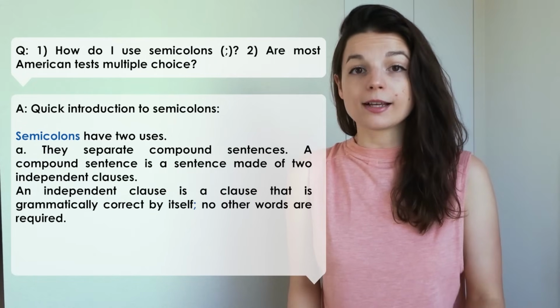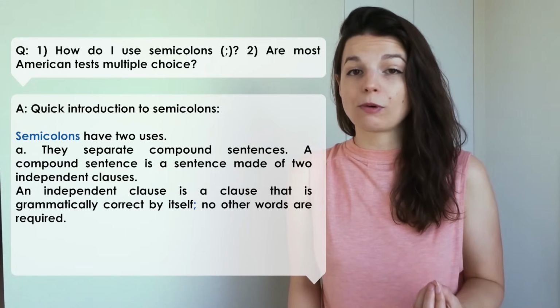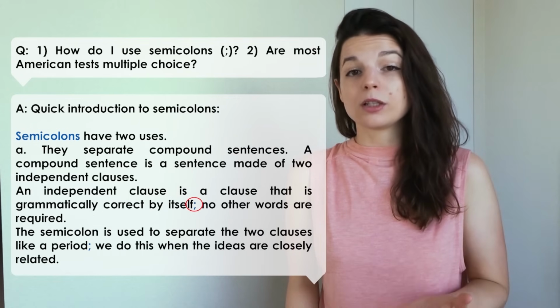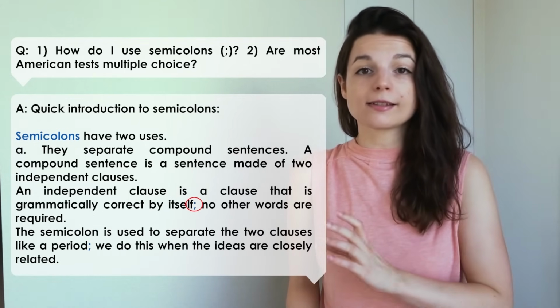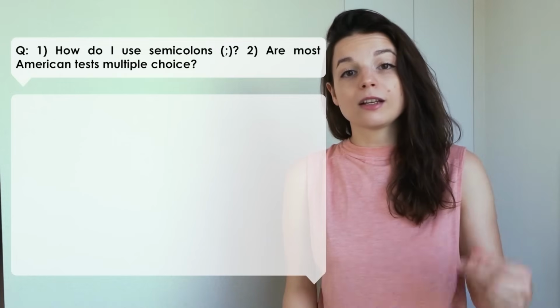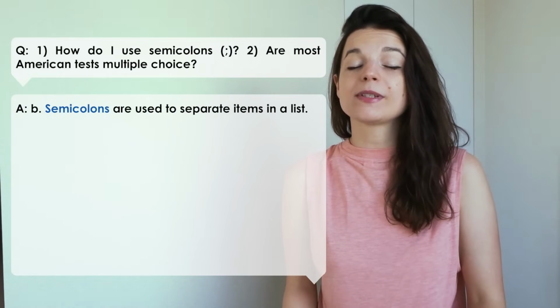An independent clause is a clause that is grammatically correct by itself. No other words are required. The semicolon is used to separate the 2 clauses like a period. We do this when the ideas are closely related. The second use is when you're separating items in a list.